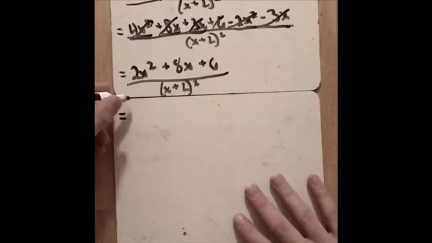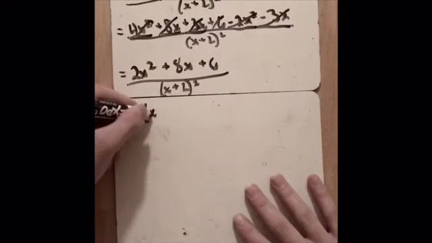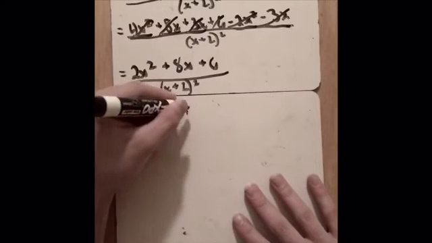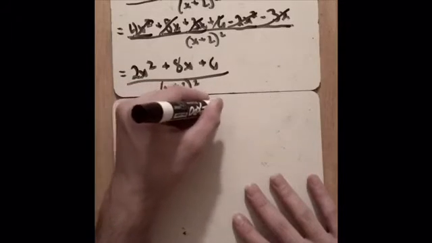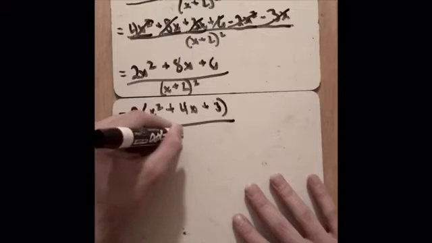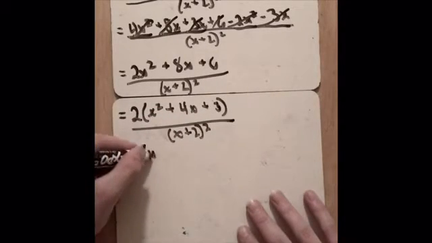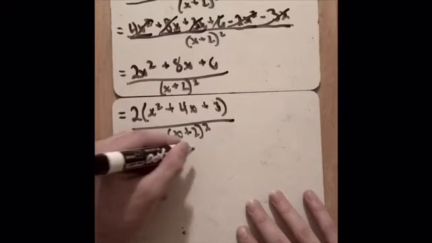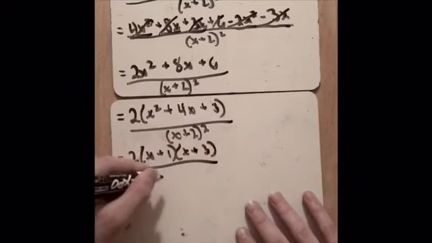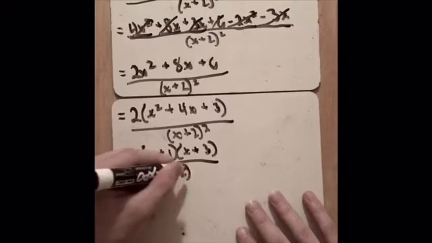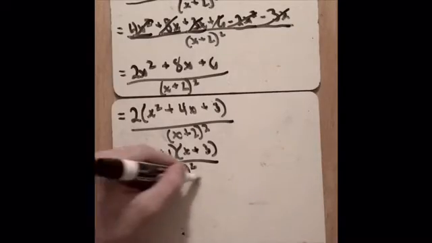And we are going to factor out a 2 in the numerator. So we're left with x squared plus 4x plus 3 all over (x plus 2) squared. And this turns into (x plus 1)(x plus 3) all over (x plus 2) squared. And that is your final answer.